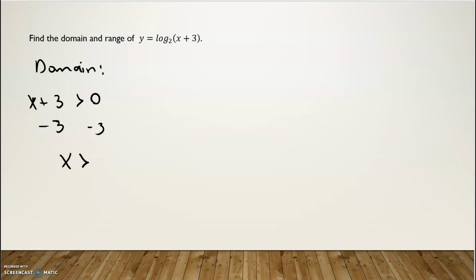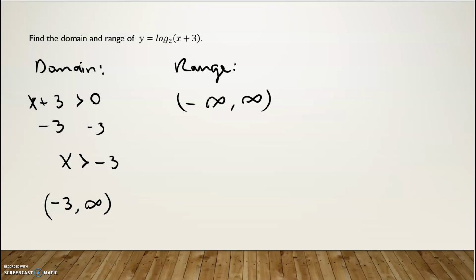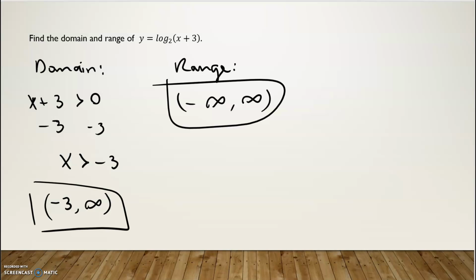So I'm going to take what's in the parentheses and set that greater than 0 and then solve for x. So x is greater than negative 3. Okay, so if we write that in interval notation, it can start at negative 3 and go up to positive infinity. Now notice I don't have an equal sign under this, so it has to be parentheses and not a bracket. Now the range for this is just going to be all real numbers, so from negative infinity to positive infinity. Okay, so there's your two answers right there.